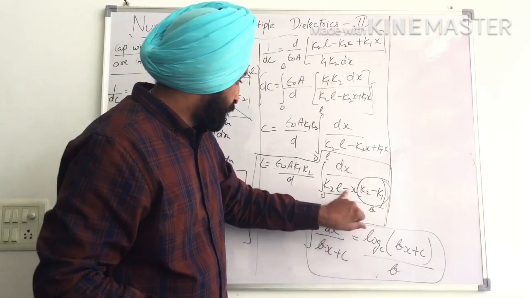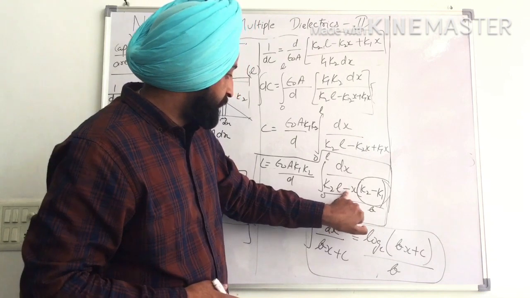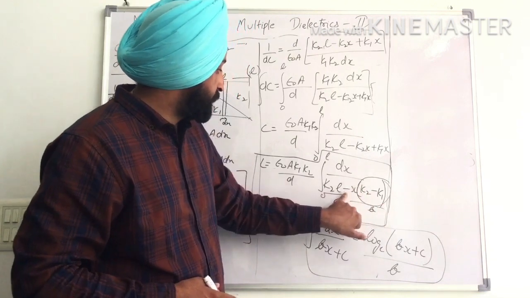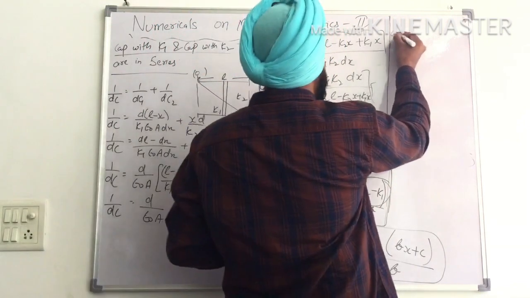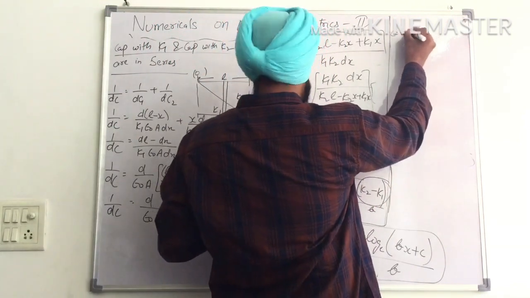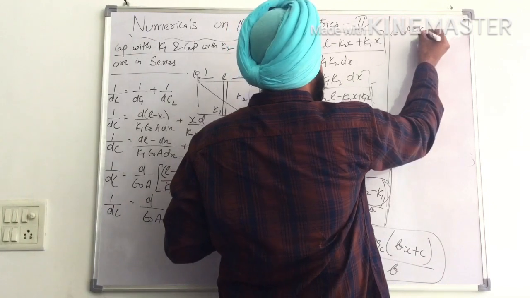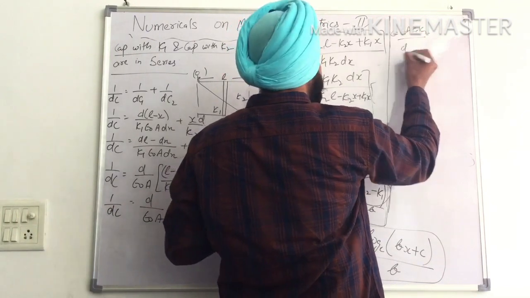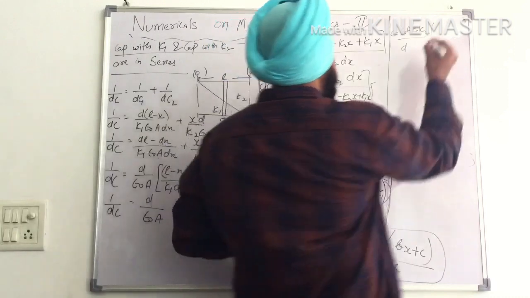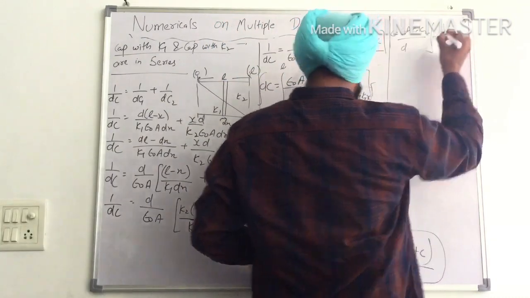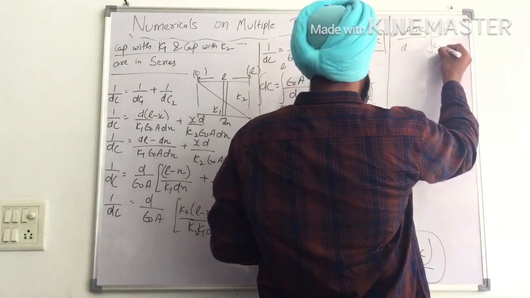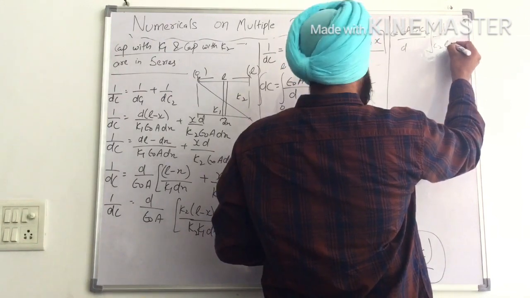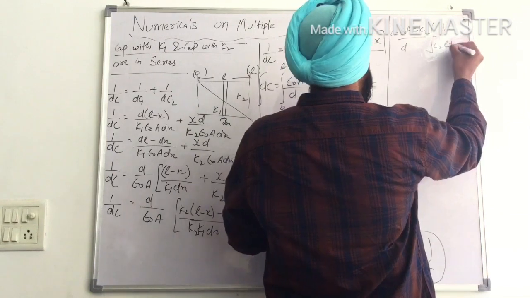But there is a problem that here our sign is minus. So to make it plus, we can do one thing. C is equal to epsilon naught A K1 K2 by D. So I will be doing a change that I will be writing it as K2L plus X.